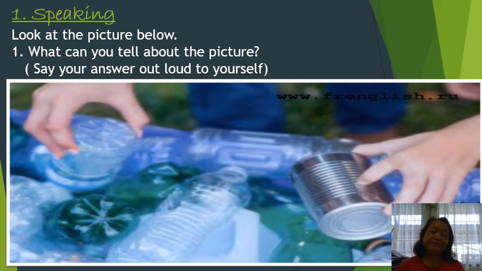Okay, so our first task for today is the speaking skill. On page 37 of your textbook, you will see this picture on the top right corner of the page. Look at the picture. What can you tell about the picture? It tells about an environmental issue, correct? You see rubbish, empty plastic bottles, tin cans, glass bottles, aluminium, right? So you see rubbish, which is an issue.